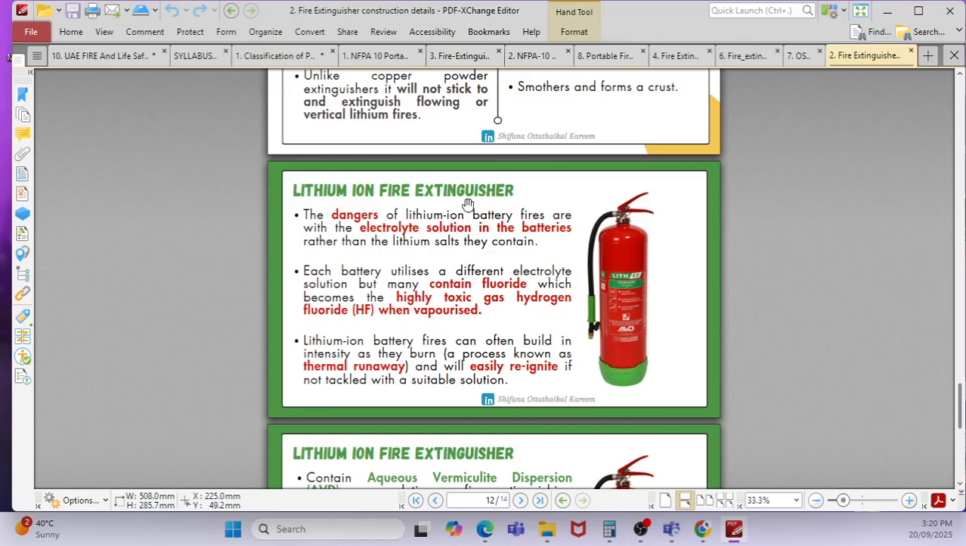Then you have a lithium ion fire extinguisher. This is suitable for battery rooms. Remember, there are some battery rooms with lithium ion batteries, so there you can use it.